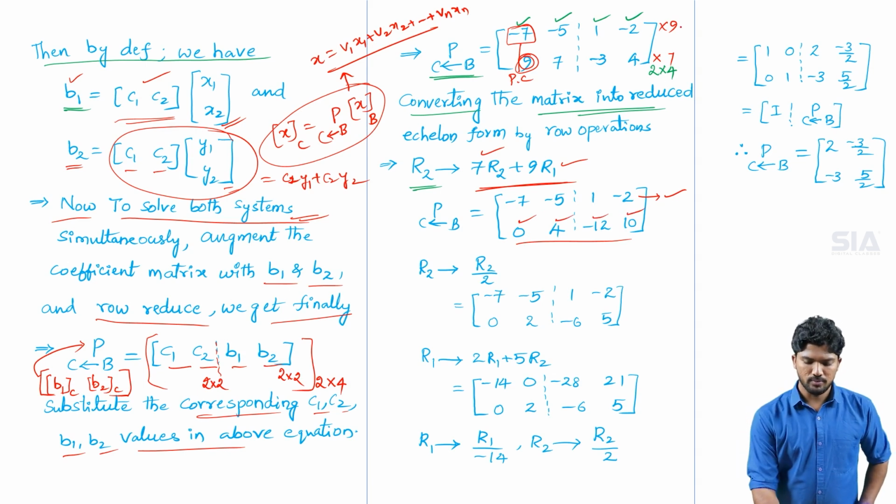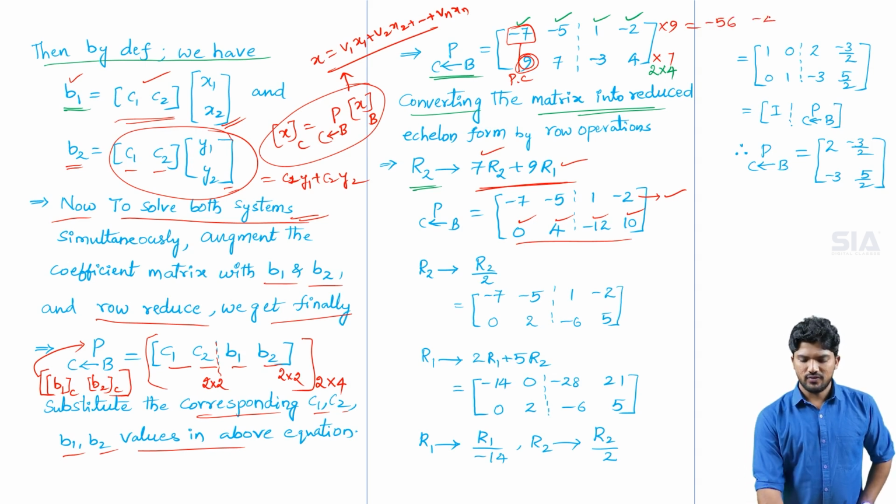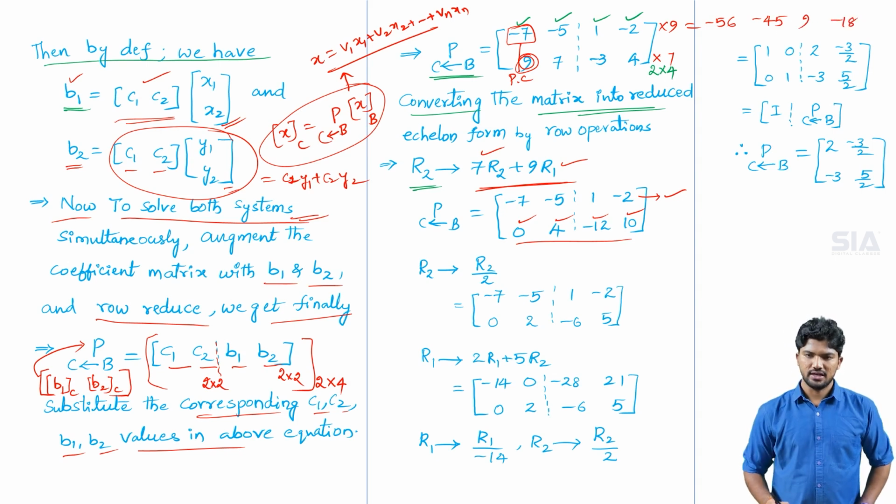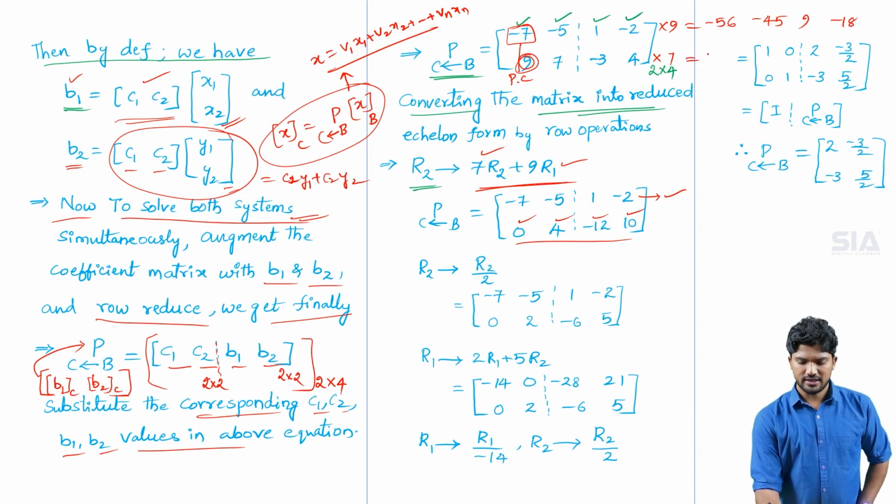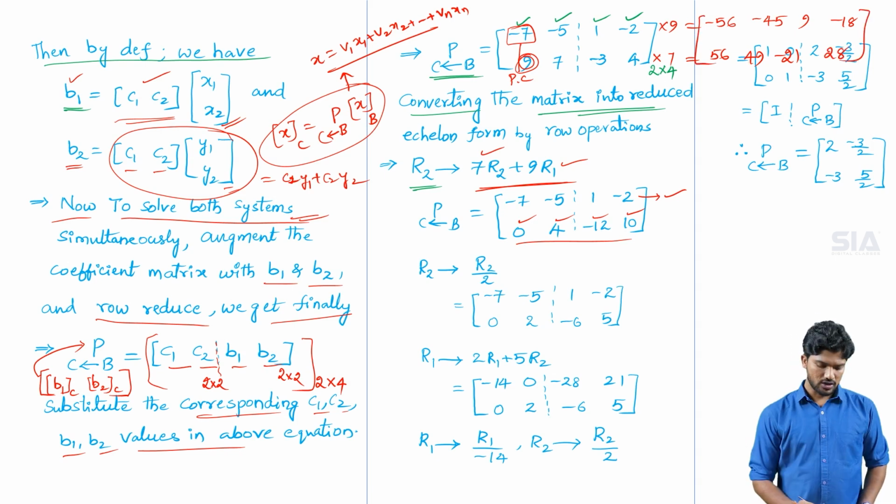If you multiply row 1 with 9, you will get 9 times -7 is -63, 9 times -5 is -45, 9 times 1 is 9 and 9 times -2 is -18. Similarly, if you multiply the second row with 7, you will get 7 times 9 is 63, 7 times 7 is 49, 7 times 3 is 21, that is -21, and 7 times 4 is 28. So this is the resultant matrix after multiplying the rows.